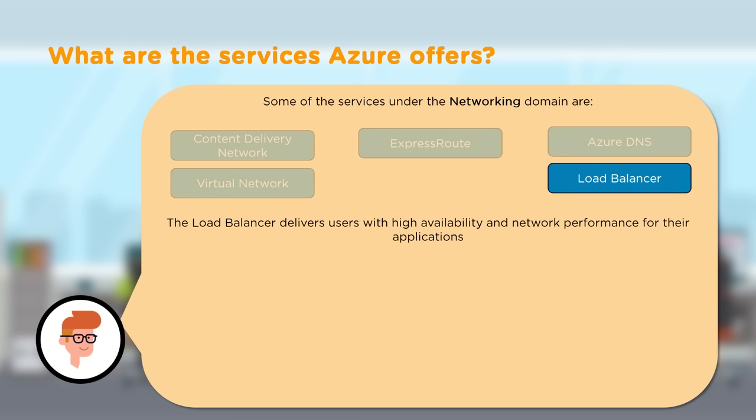The last product we're going to discuss in networking is a load balancer. This load balancer provides applications good availability and good network performance. So how does it work? It works by load balancing the traffic to and from the virtual machine and the cloud resources. Not only that, it also load balances between cloud and cross-premises virtual networks.